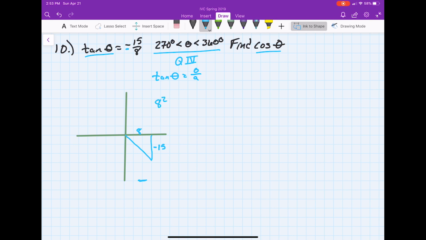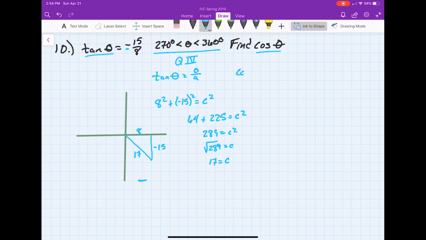8. So Pythagorean theorem: 8 squared plus negative 15 squared is equal to c squared, which works out to 64 plus 225 is equal to c squared. Combine both of those together, and we get 289 is equal to c squared. Then the square root of 289 equals c, and I'm going to use a calculator for that because I don't have that memorized. And that works out to, yep, nice and even, 17 is equal to c. So we'll just put 17 here.